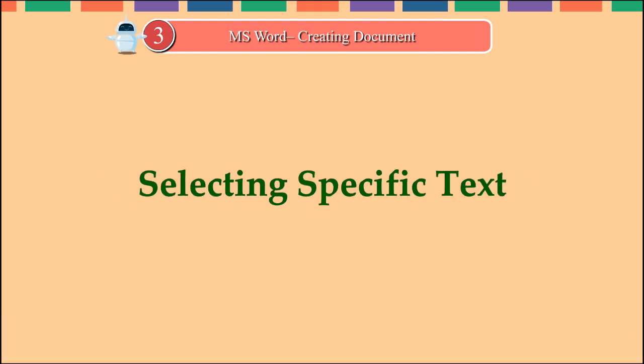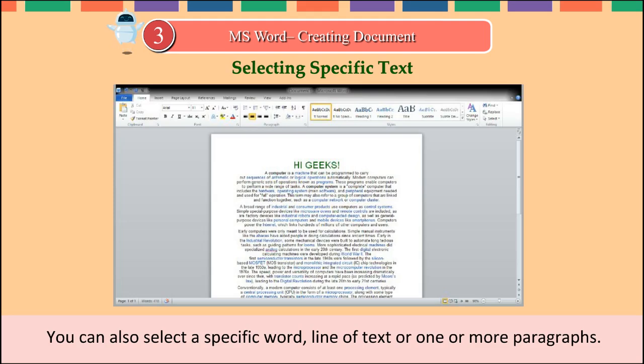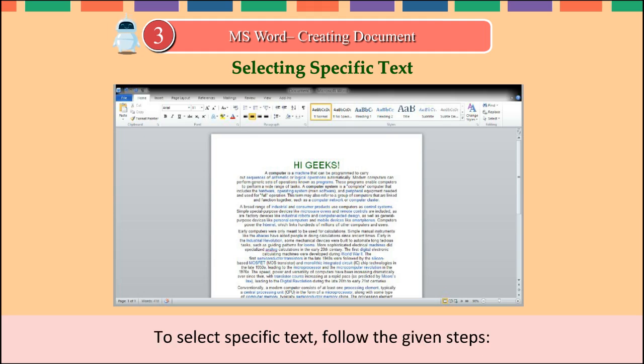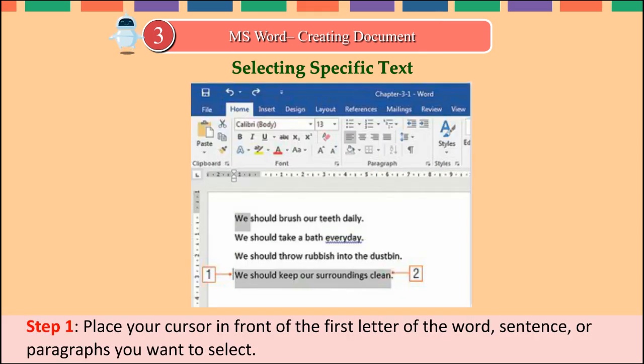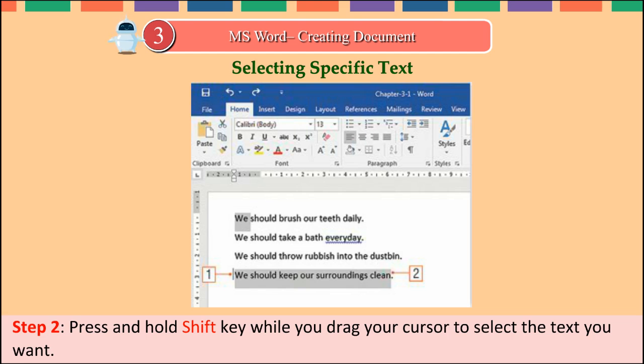Selecting specific text. You can also select a specific word, line of text, or one or more paragraphs. To select specific text, follow the given steps. Place the cursor at the start of the line you want to select. Or Step 1. Place your cursor in front of the first letter of the word, sentence, or paragraphs you want to select. Step 2. Press and hold Shift key while you drag your cursor to select the text you want.